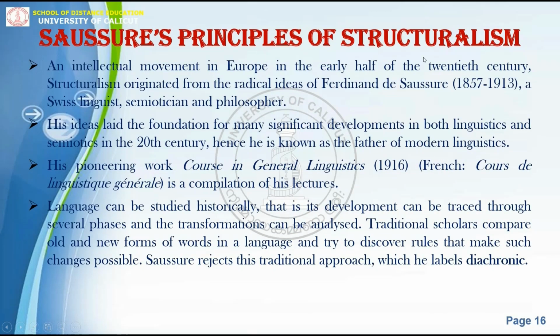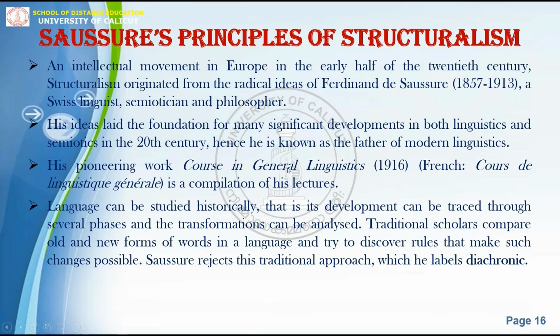Okay. Now, Saussure's principles of structuralism. As you all know, it is an intellectual movement in Europe in the early half of the 20th century. Saussure's structuralism originated from the radical ideas of Ferdinand de Saussure, a Swiss linguist, semiotician, and philosopher. His ideas laid the foundation for many significant developments in both linguistics and semiotics in the 20th century, and that's why he is known as father of modern linguistics.